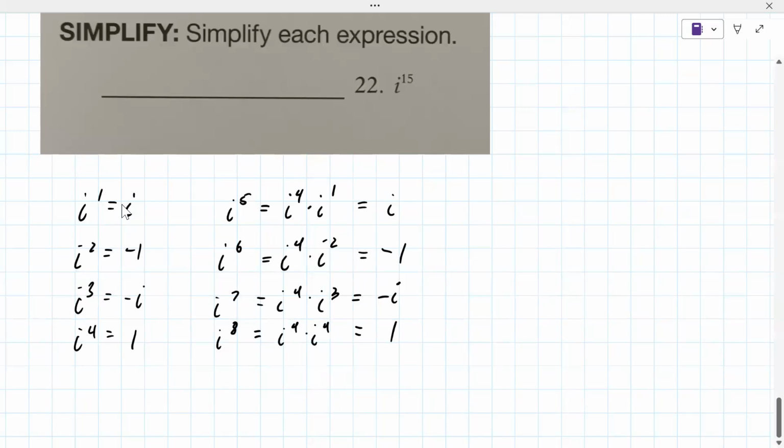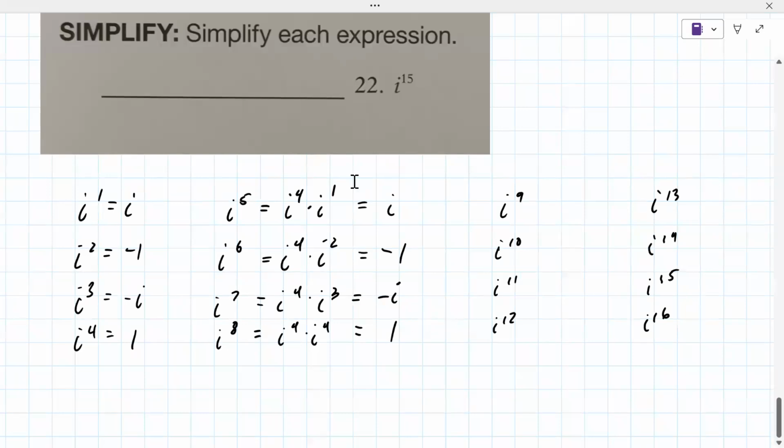What do you notice about this column compared to this column? They look pretty similar. Are there any differences? I don't see differences. There's no difference. So the simple answer here is that i to the ninth, i to the 10th, i to the 11th, i to the 12th repeats. i to the 13th, i to the 14th, i to the 15th repeats.